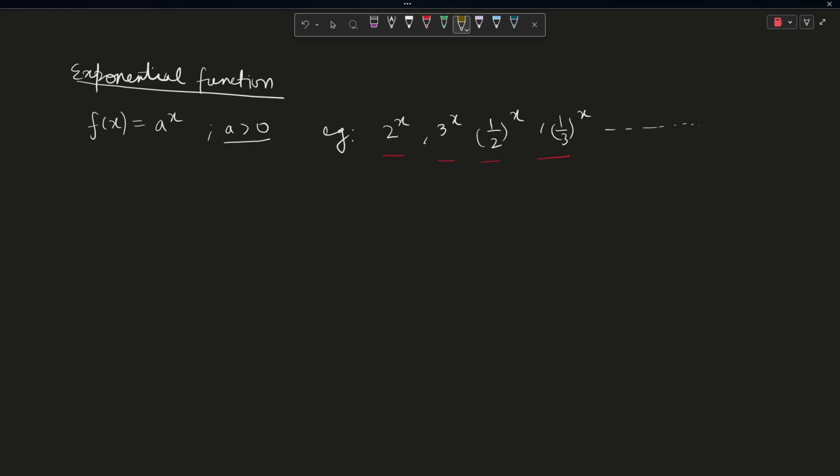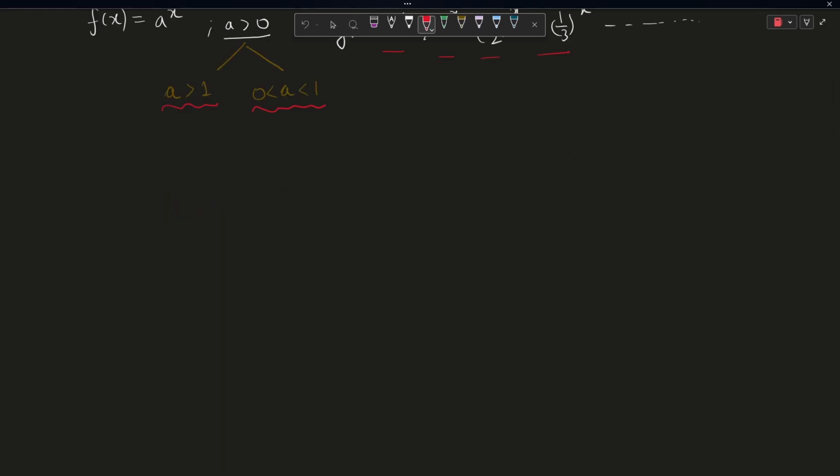We will basically categorize it into two parts. The one is when a is greater than 1, and the other part is where the value of a is between 0 and 1. So in these two parts, we will study the graphs of the exponential function and understand in which section the graph is increasing and in which section the graph is decreasing. So let's proceed with it.